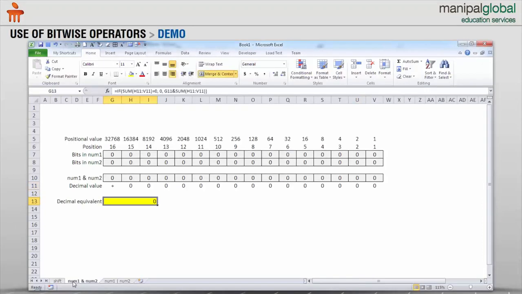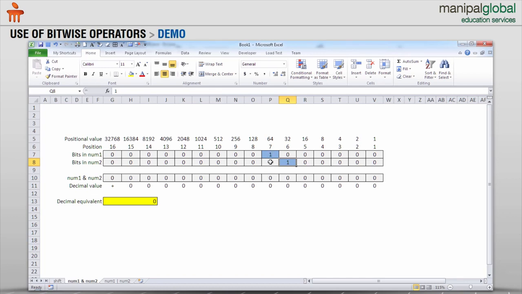I'll go to another sheet here where I've got lined up some more digits. These are the bits in the first number, num1, and these are the bits in the second one. Since I took 64 and 32, technically this is 1 and this is 1 here. So this is so many zeros followed by 1 followed by 5 zeros, which is 32, and 1 followed by 6 zeros is 64. Now the way AND works is, if both of them are 1, it is 1. If any one of them is 0, it is 0.